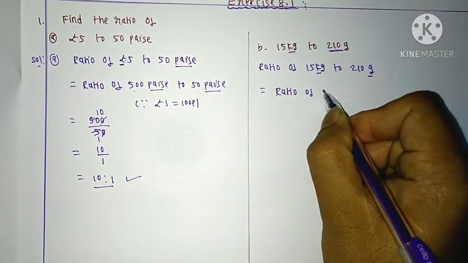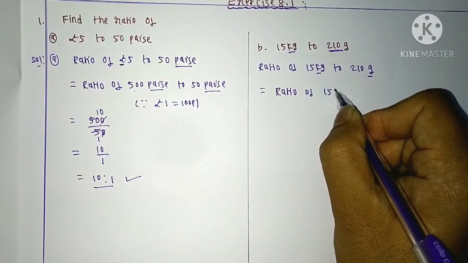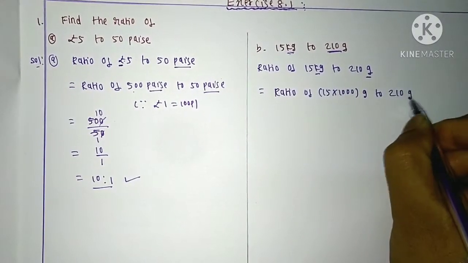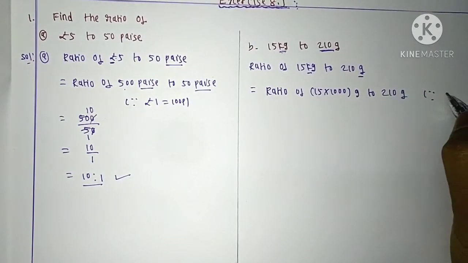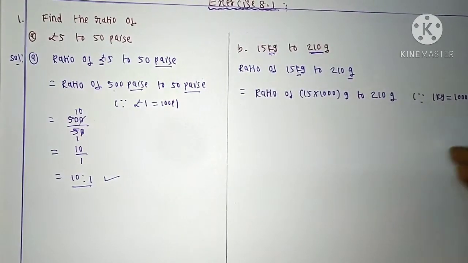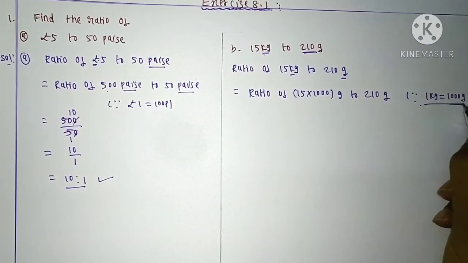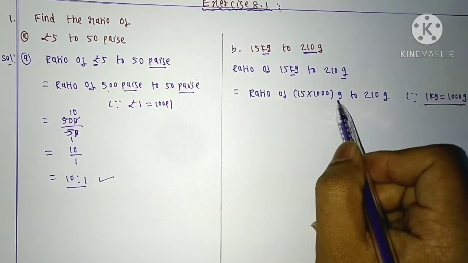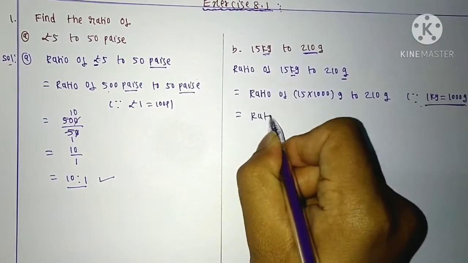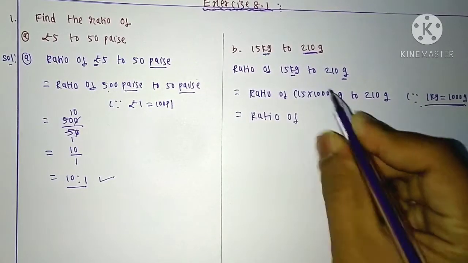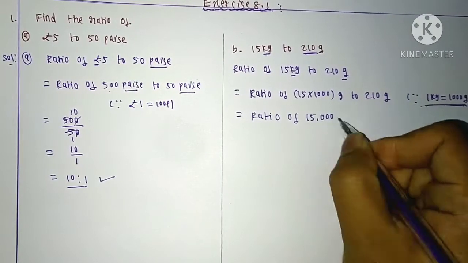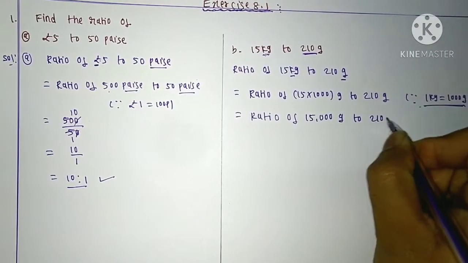So a ratio of 15 into 1000 grams to 210 grams. Why? Because 1 kg is equal to 1000 grams. That's why, instead of kg, I have written into 1000 grams. I have converted kg into grams here. So that is equal to the ratio of 15 into 1000, which is how much? Yes, it is 15,000 grams to 210 grams.